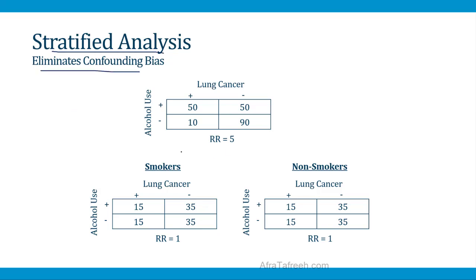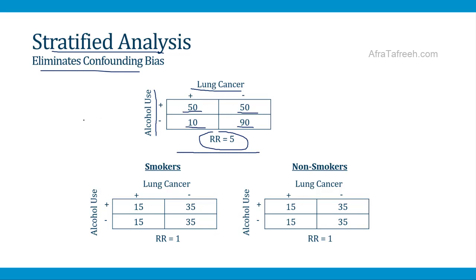So to understand this, let's look at this 2x2 table I've set up here. We have lung cancer along the top and alcohol use along the side here. And let's imagine that our epidemiology study found these numbers for cases of lung cancer and alcohol use. And in another video, I talk about how you can calculate a risk ratio using these numbers from a cohort study. And in this example, the risk ratio is equal to 5, meaning that lung cancer is 5 times more likely among individuals who use alcohol compared to those who do not.